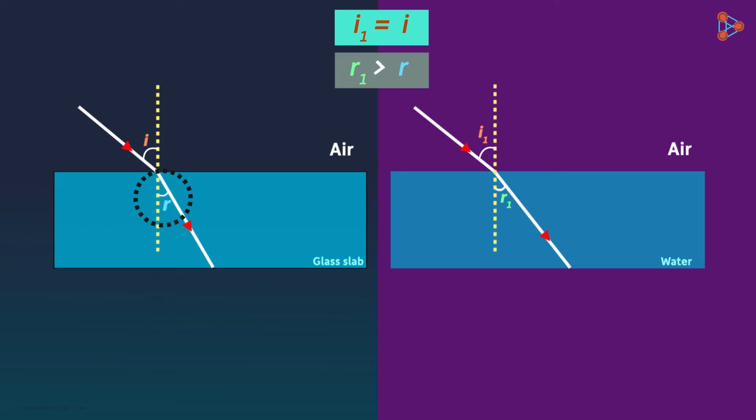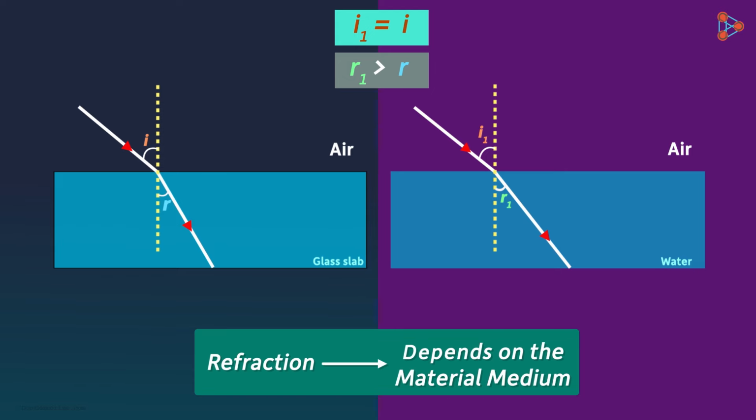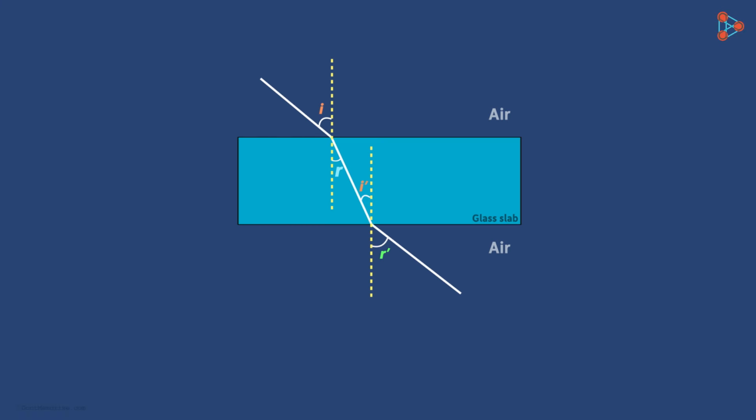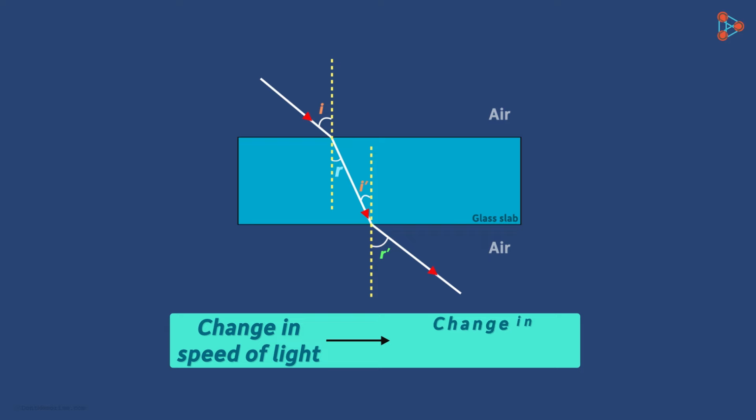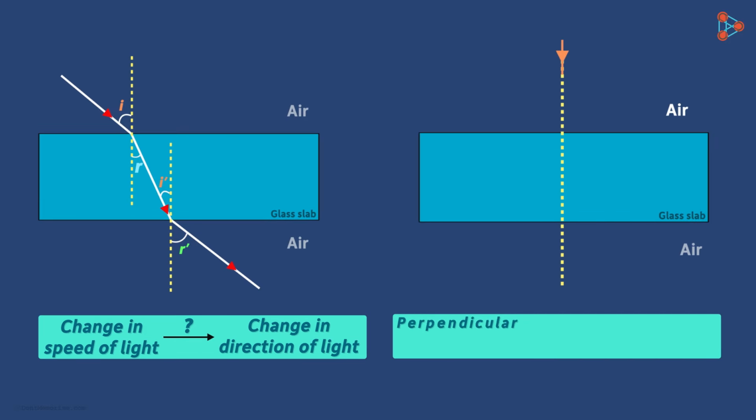So what can we infer? We can say that the refraction of a light ray depends on the material medium on which light is incident. Yes, light rays will be refracted by different amounts in different materials. But wait, I have a couple of questions for you. Talking about the case when light enters at an angle, how does the change in speed result in the change in direction of light? And why does this perpendicular ray not change its direction after refraction?